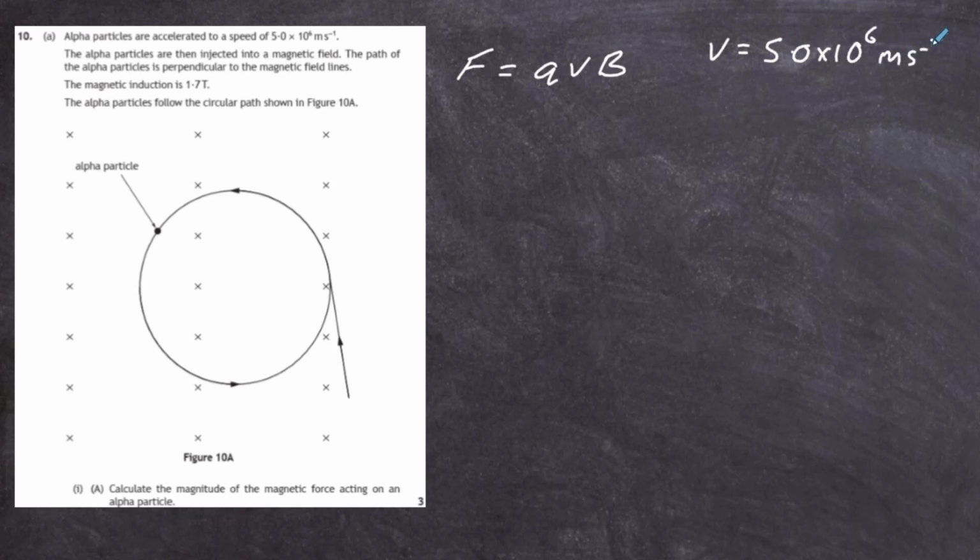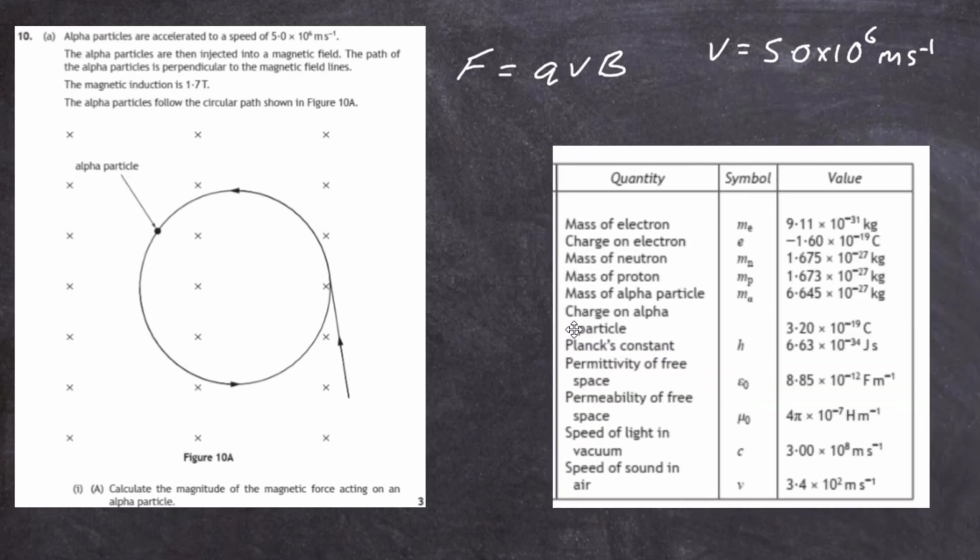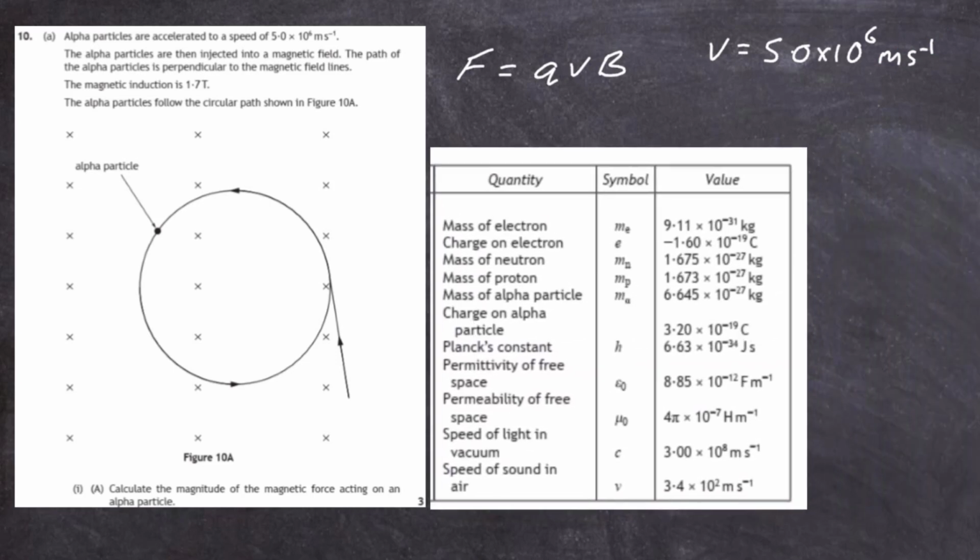We can look up the value for Q, which is the charge in the alpha particle, by using our data sheet, and you can see there, which is ringed, that the charge in the alpha particle is 3.20 times 10 to the minus 19 coulombs. So it's already given to you in the data sheet. So we can mark that down anyway. We can say Q is going to be equal to, in this case, 3.20 times 10 to the minus 19 coulombs.